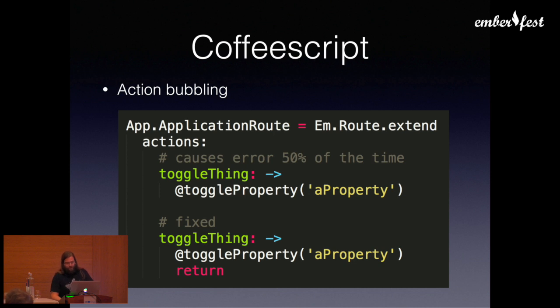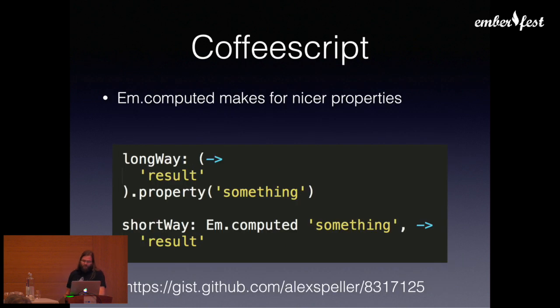If you're using CoffeeScript, the top action is incorrect 50% of the time because returning true from an action handler causes the action to bubble, and toggleProperty returns true 50% of the time. In actions in CoffeeScript, always remember to put return. When you're using CoffeeScript, use the long way of defining computed properties because it's actually shorter. Ember.computed is much nicer because of the argument order. You don't have to wrap it in parentheses.